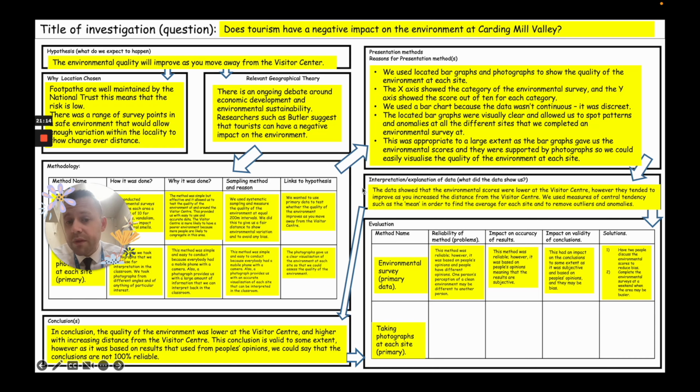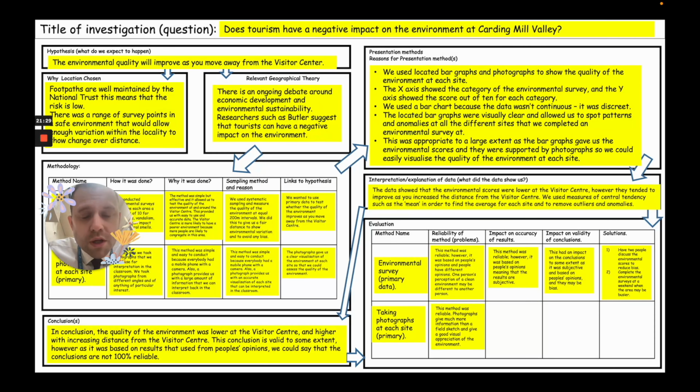You could even do a different time of the day, taking photographs at each site. So, I have said reliability. This method was reliable. Photographs give much more information than a field sketch and give a good visual appreciation of the environment. Photographs, as I said, don't tell any lies, and give you a really good impression of what the environment looks like. And this actually improved the accuracy of results, as it allowed us to verify the results from the environmental survey that were based on opinions that were subjective.